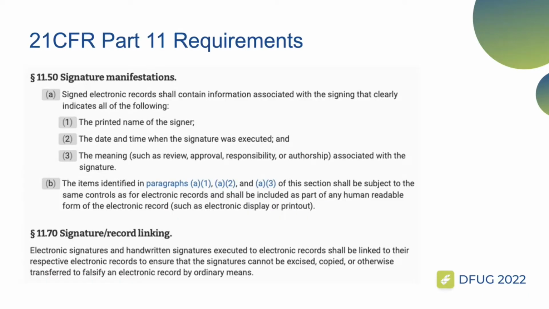So the first thing we'll start with is the requirements. 21 CFR Part 11 says that the signature must contain the printed name of the signer, so it's their legal name, the date and time when the signature was executed, and the meaning why they're signing: review, approval, whatever. It's required that they're subject to the same controls as electronic records. That is to say, you have to have a username and a password, for example. And then there's this little section at the bottom that they need to be linked to the respective data records. And we'll get to that a little bit later.